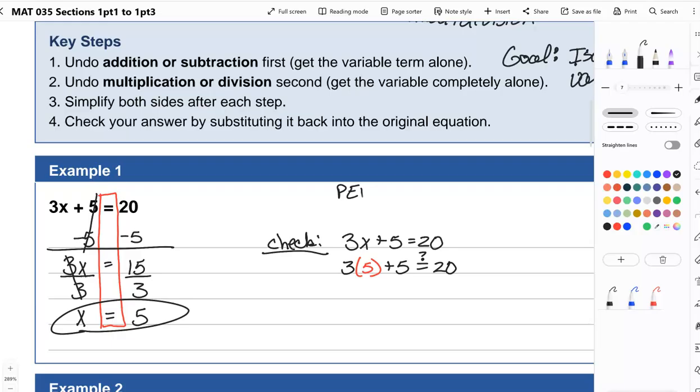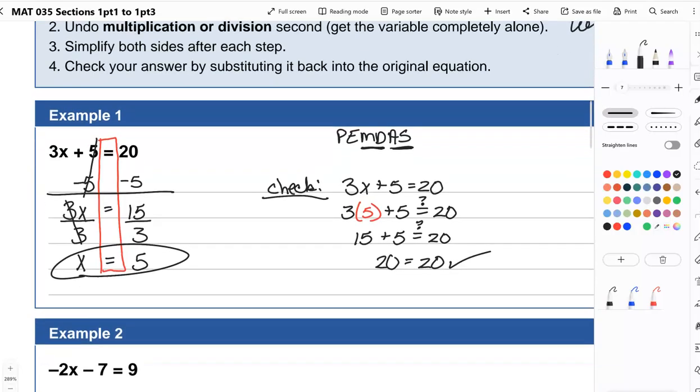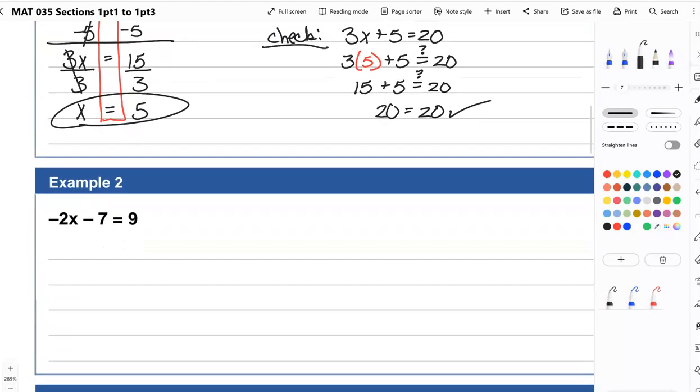Remember, please excuse my dear Aunt Sally. Do parentheses first, exponents, then multiplication and division as it occurs in the problem. 3 times 5 is 15. And now we're going to add that 15 to that 5. That's addition and subtraction occurring from left to right, and 20 is equal to 20. So we know that that's the right answer. Let's look at the next one.